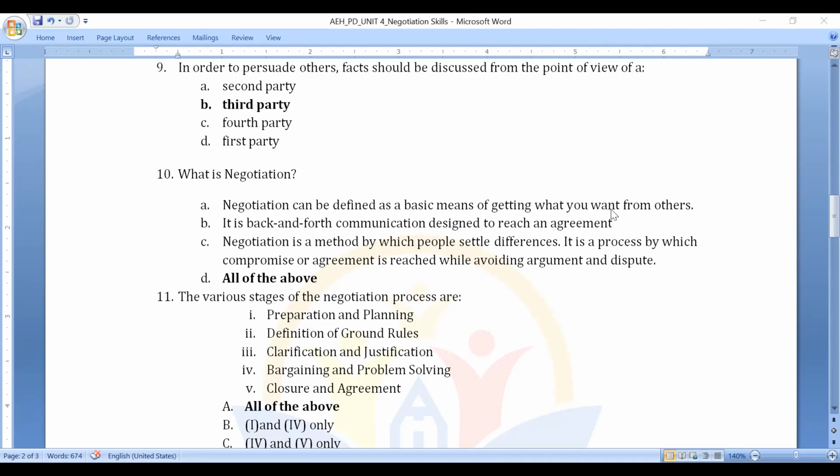Back and forth communication designed to reach an agreement. So negotiation is basically a communication between the parties. People settle. Correct. अगर कोई प्रॉब्लम है, कोई दिक्कत है, तो आप उससे बातचीत करके सुलझाओ. That is negotiation. It is a process by which compromise or agreement is reached while avoiding argument and dispute. So in negotiation, there are no arguments, there are no disputes. It's a healthy discussion and compromise. All of the above.